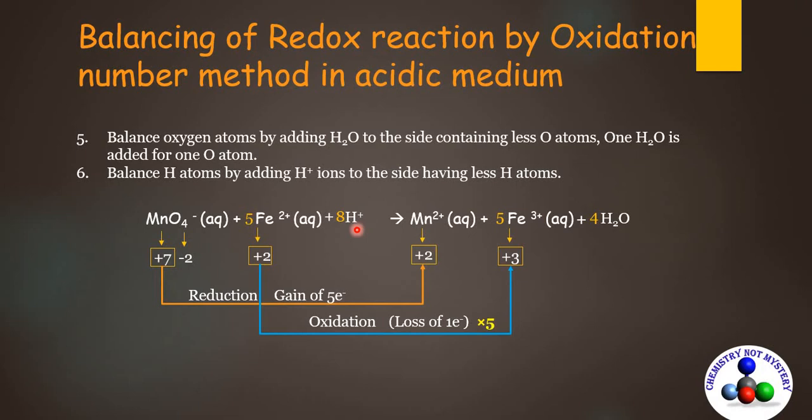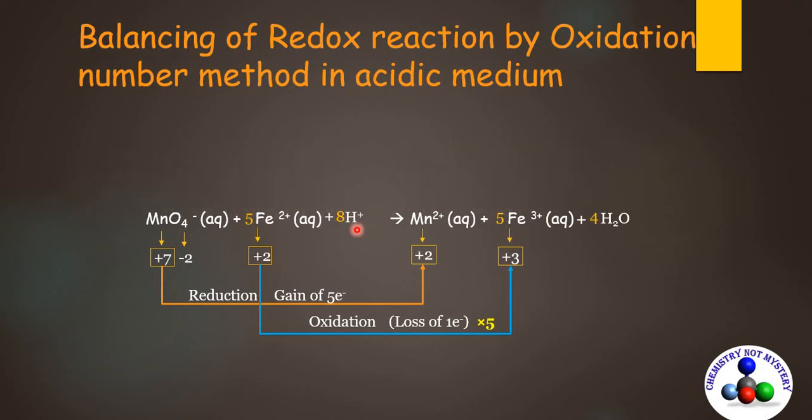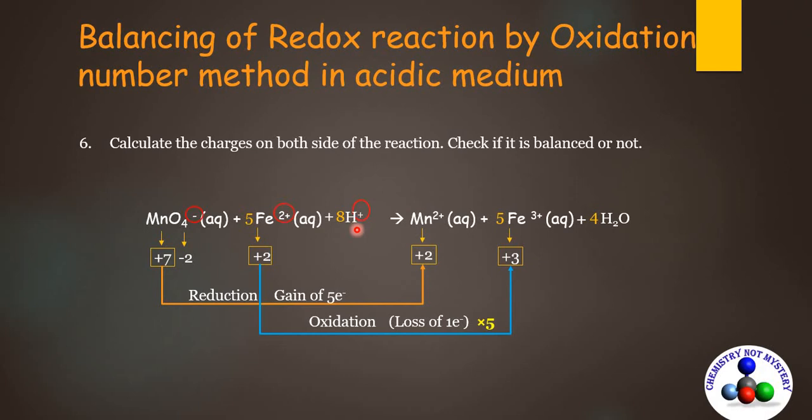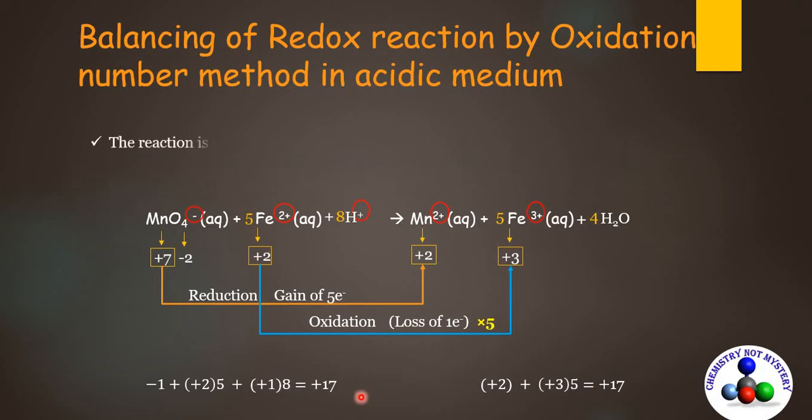Now calculate charges on both sides of the reaction. +17 charge on left side and +17 charge on the right side of the reaction. So charges are also balanced. Now this reaction is balanced in acidic medium.